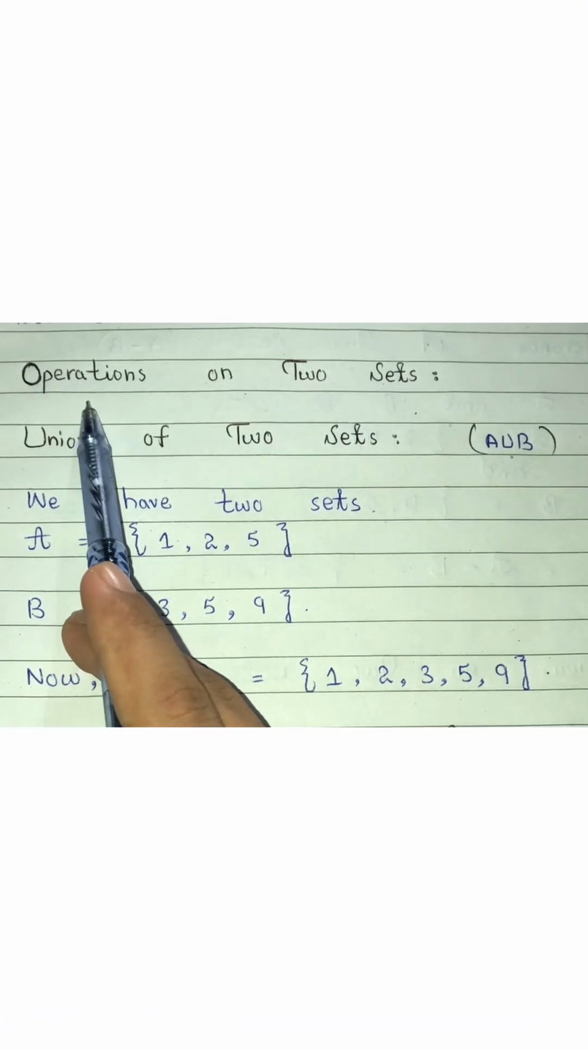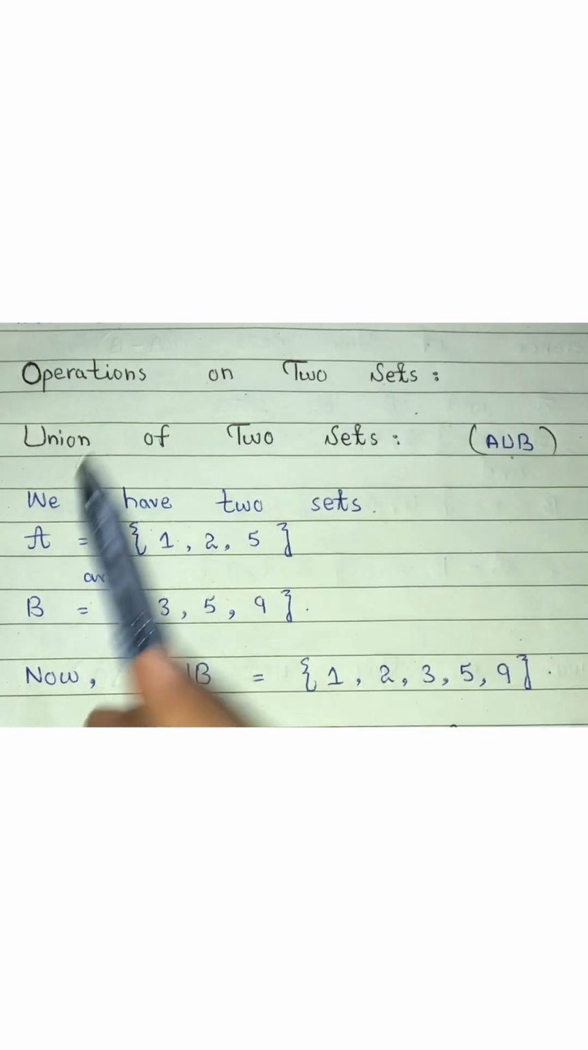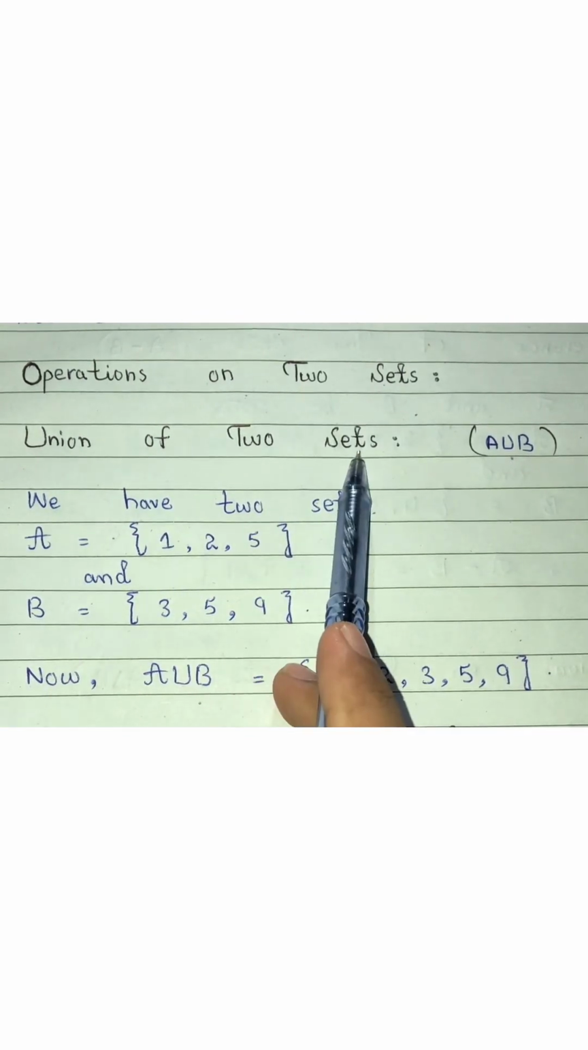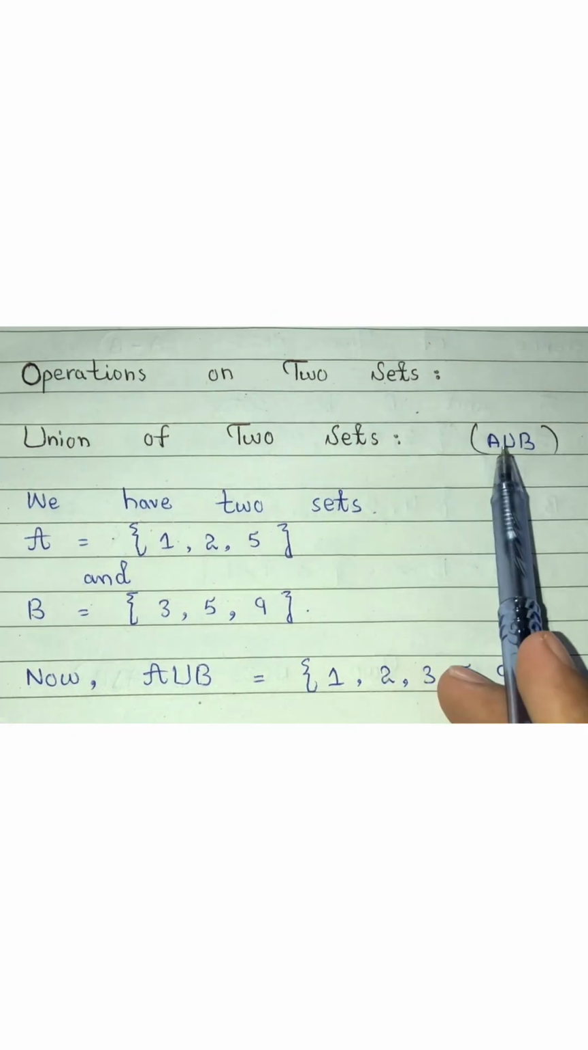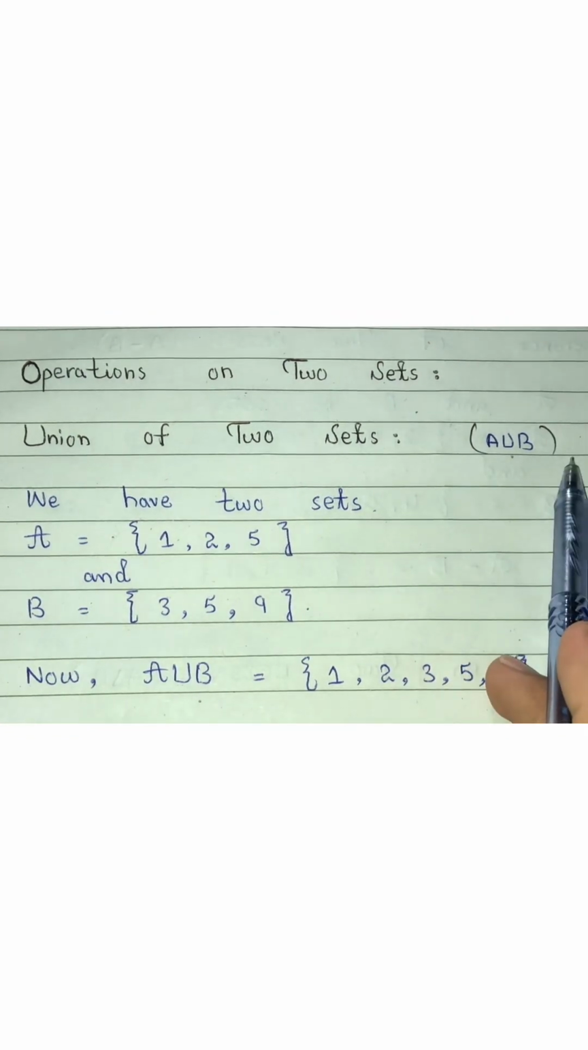Today we will discuss operations on two sets. Here we have a union of two sets. Now what is union of two sets? It is denoted like this, and it is read as A union B.